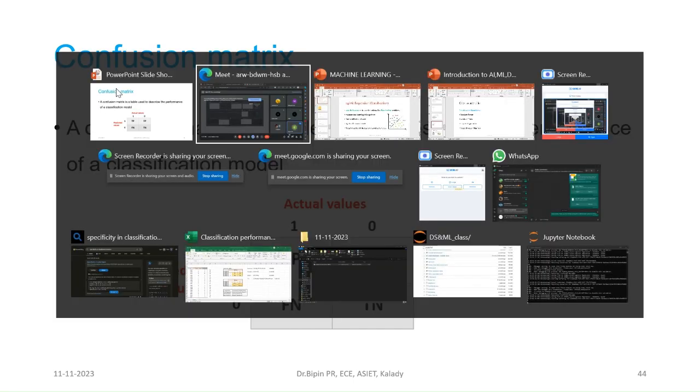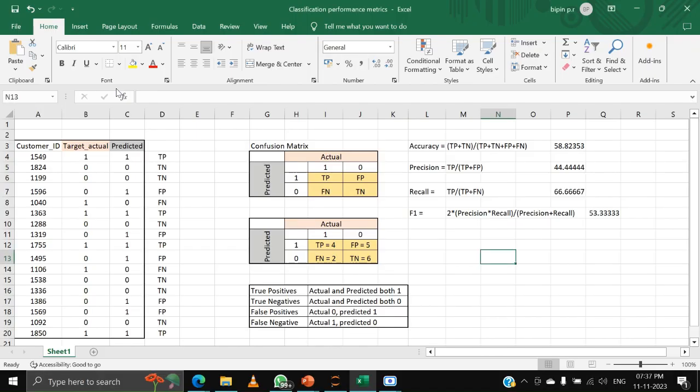Before explaining all these parameters, we should know about something called the confusion matrix. Now, for that purpose, just see this Excel sheet. This is for explanation purpose. Now assume that you have some customers here having these customer IDs, and these are the outputs. Assume for explanation purpose, these are the actual outputs. This customer, the output is this.